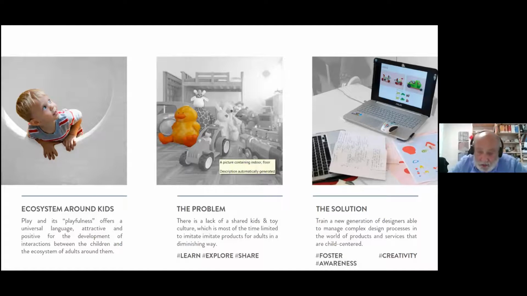The aim is to give more experts to the market, to the companies, and to the family. The solution is to provide good training for a new generation of designers able to manage complex design processes in the world of products and services that is the children's market, with the children at the center of our project. Remember, the United Nations document about the rights of children says, in the 12th article, that children have the right to be heard and to be observed. So the first thing that we teach in our course is to observe the children, to hear the children, to understand the needs and the desires of children, and to work for this before working on the marketing.